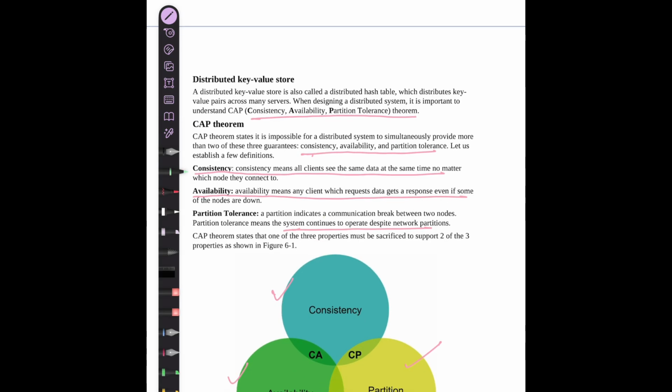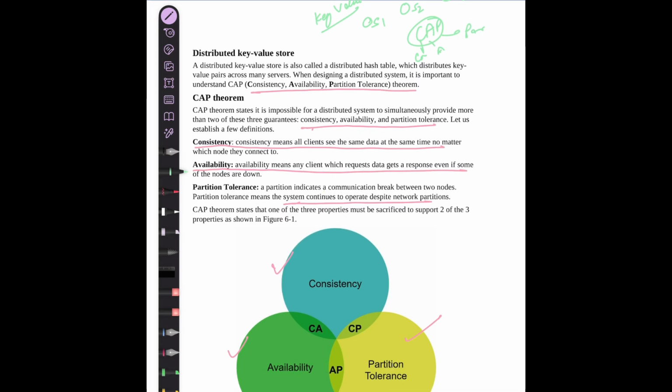When we talk about a distributed system, what we mean is that we have a set of key value pairs, and these are distributed not only on one server, but on multiple servers. But when we talk about it, what is the thing that we need to keep in mind? The thing that you need to keep in mind is the CAP theorem. So what is CAP? CAP means consistency, availability, and partition tolerance. So what is consistency?